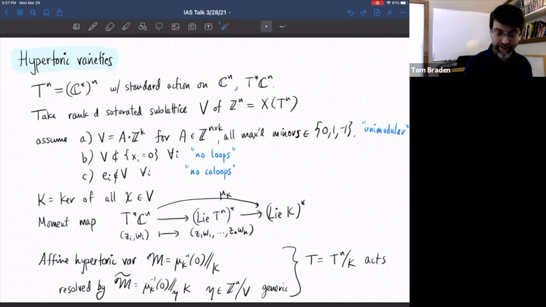And both of these varieties have an action of the quotient torus Tn mod K, which is a d-dimensional torus, and these are 2d-dimensional varieties, so they have a flavor of being like cotangent bundles of toric varieties, but they're not. They're more complicated than that. But they have a half-dimensional torus acting, and they have a Lagrangian spine of toric varieties inside them.